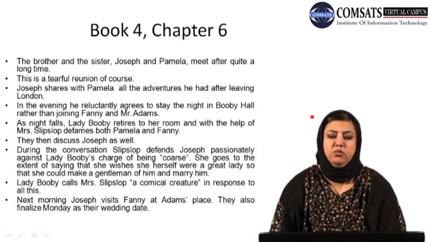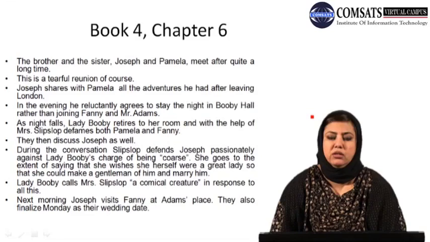As night falls, Lady Booby retires to her room and, with the help of Mrs. Slipslop, defames both Pamela and Fanny. Again, it is her vanity that makes her speak against Pamela and Fanny both. They then discuss Joseph as well. During the conversation, Slipslop defends Joseph passionately against Lady Booby's charge of being coarse. She goes to the extent of saying that she wishes she herself were a great lady so that she could make a gentleman of him and marry him.